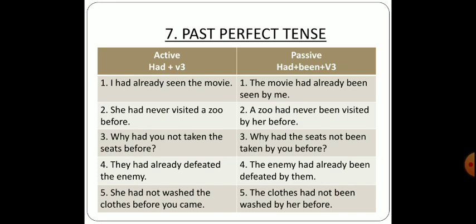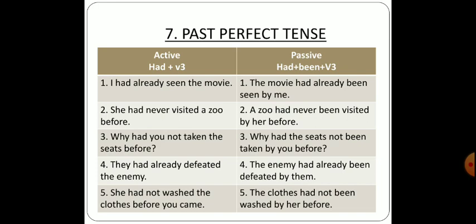The next one is they had already defeated the enemy. The enemy had already been defeated by them. She had not washed the clothes before you came. So over here the clothes had not been washed by her before you came. You can put you came, or otherwise it is accepted universally that it is being said to a person. So it is not compulsory over here to write down you came.